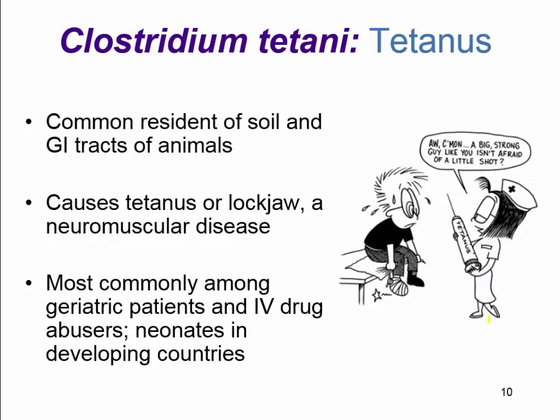Clostridium tetani is the causative agent of tetanus. This is typically found in soil, or you can actually isolate it from the GI tracts of various animals. It does cause tetanus or lockjaw, which is a neuromuscular disease.